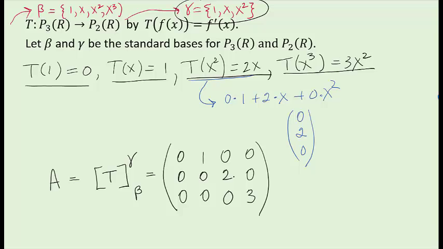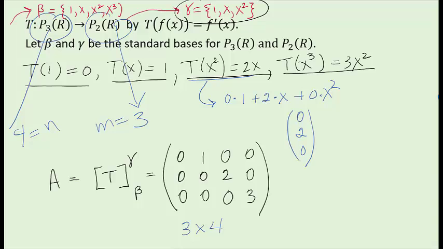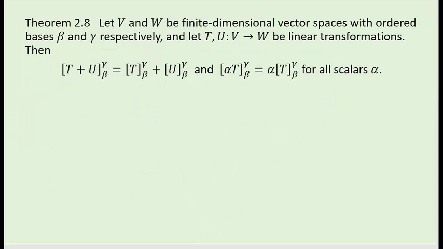Notice that the dimension of P3 is 4. The dimension of the range space is 3. So we have a 3 by 4, an m by n matrix, and that will always be the case.